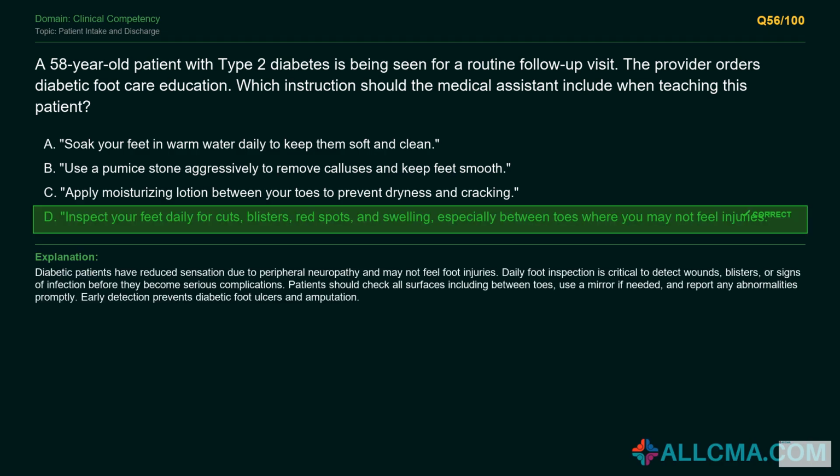The correct answer is D. Diabetic patients have reduced sensation due to peripheral neuropathy and may not feel foot injuries. Daily foot inspection is critical to detect wounds, blisters, or signs of infection before they become serious complications. Patients should check all surfaces, including between toes, use a mirror if needed, and report any abnormalities promptly. Early detection prevents diabetic foot ulcers and amputation.